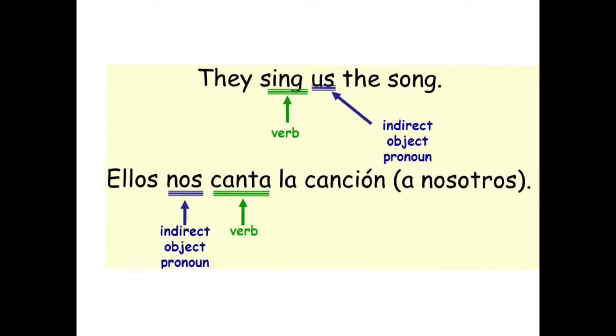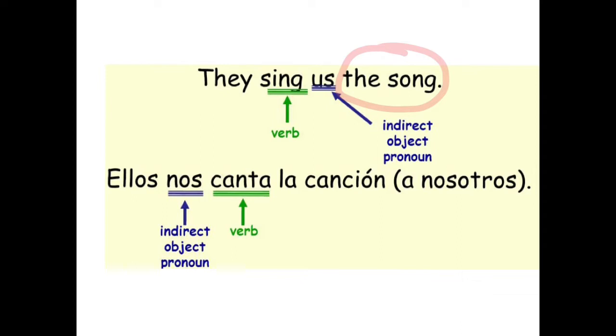Okay, so here's an example. They sing us the song. So sing is the verb, and us is the indirect object pronoun. And I think I've mentioned a couple of times now, but the song is what Jordan's going over, which is the direct object pronoun. But we can just ignore that for right now. So, as I said before, us is the indirect object pronoun. And since us in Spanish is nosotros, we know the indirect object pronoun we use in Spanish is nos.